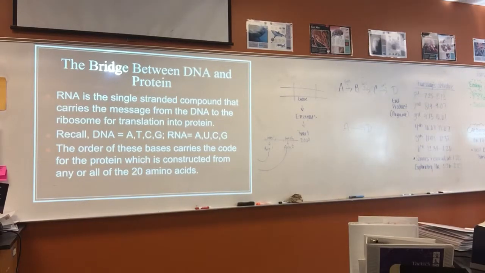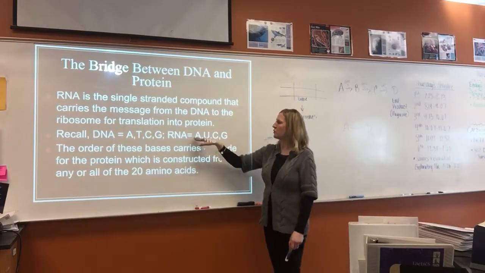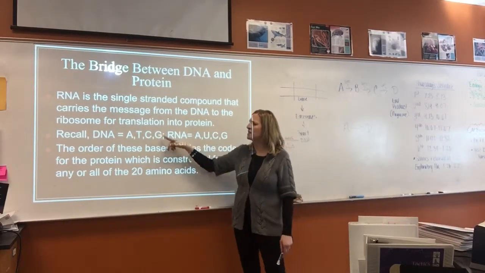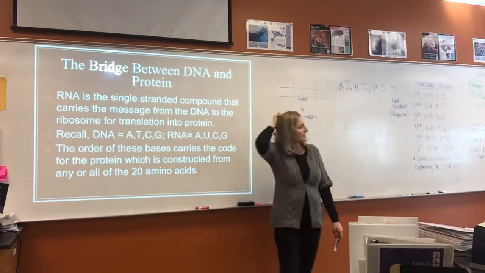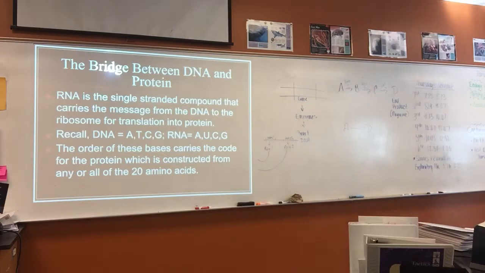And so the order of these bases is what carries the code for the protein, which then is constructed from any or all of the 20 amino acids. And so it's the order of those bases. So this is one difference between DNA and RNA, the types of bases. RNA has U and DNA has T.